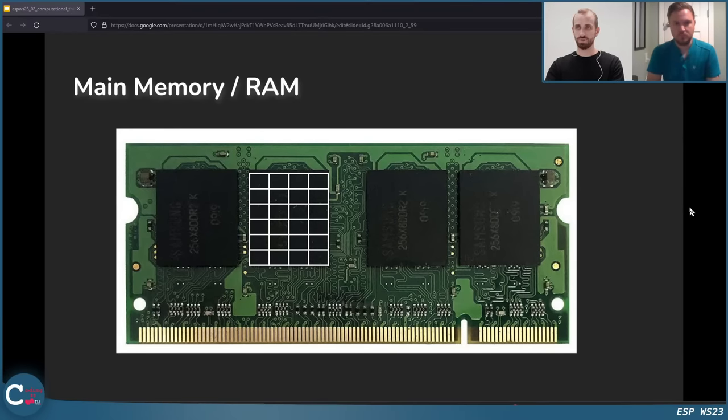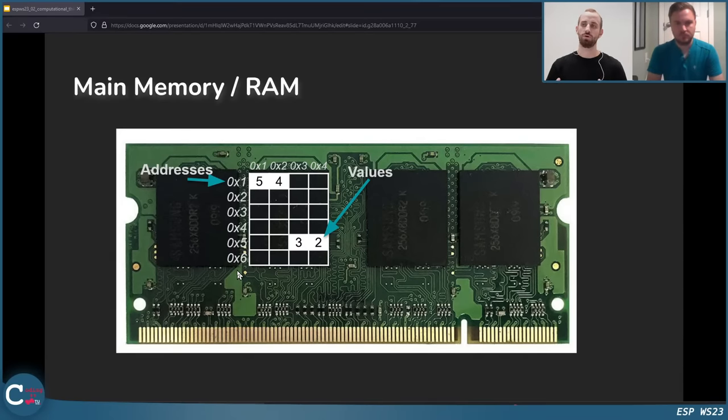And these locations can be empty, so there is no value stored, or there can be values stored. In this case, 5 and 4 are stored here, 3 and 2 are stored here, and in the other locations there are no values stored currently. So we have values, and we also have addresses where we can refer to or call values. These addresses are commonly hexadecimal values. So, for example, at the address 0x1, 0x2, I can see that this is the number 4. Addresses are most commonly written in hexadecimal because they're very big numbers most of the time.